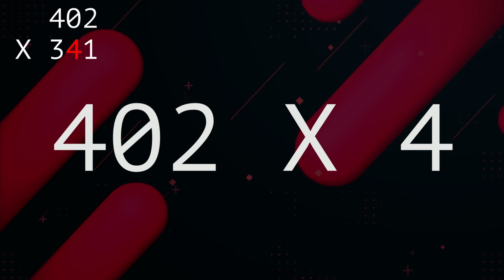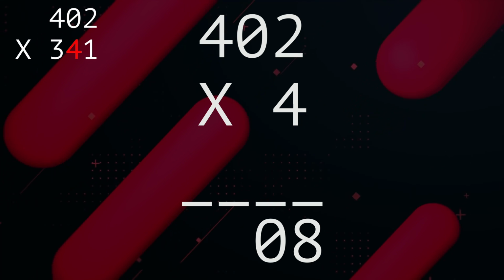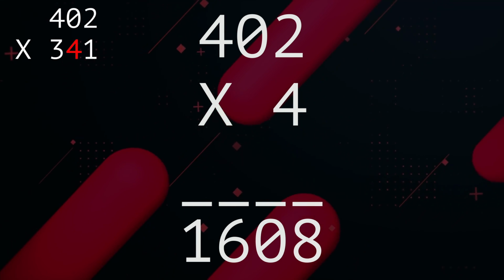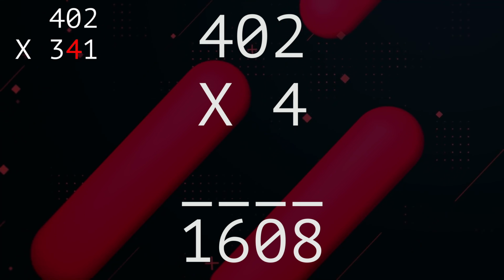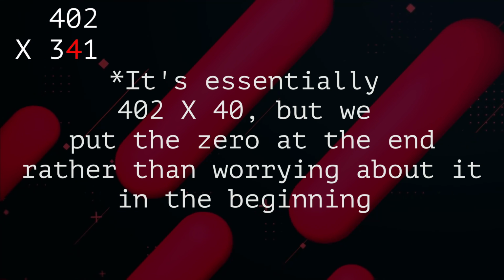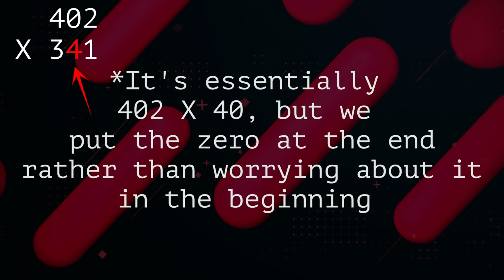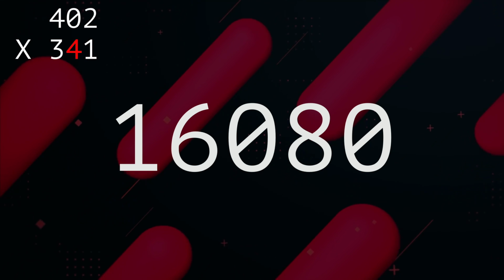Let's do 402 times 4. 2 times 4 is 8, 0 times 4 is 0, and 4 times 4 is 16. So therefore, the final answer should be 1608. But since 4 is in the tens column, you actually add a 0 at the end of it to get 16,080 as your final answer.